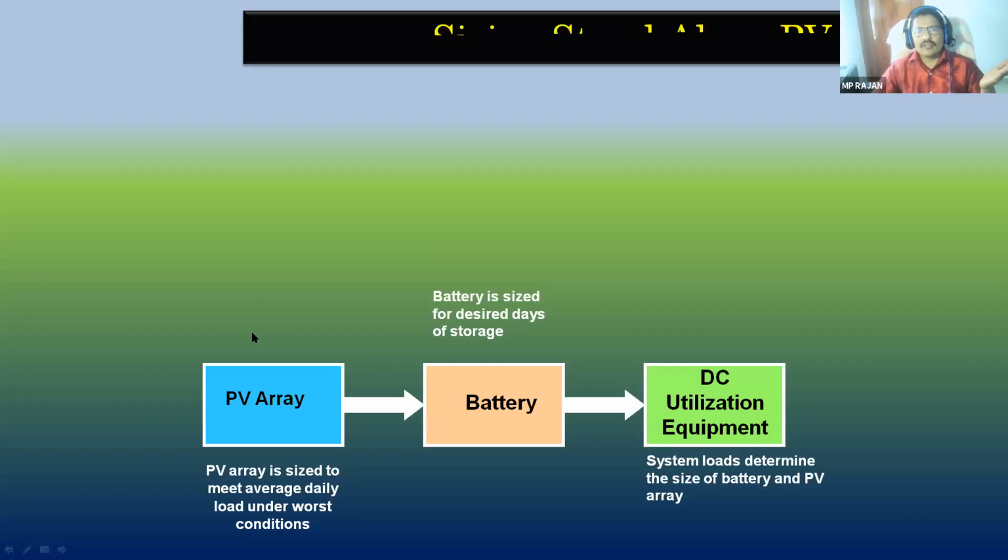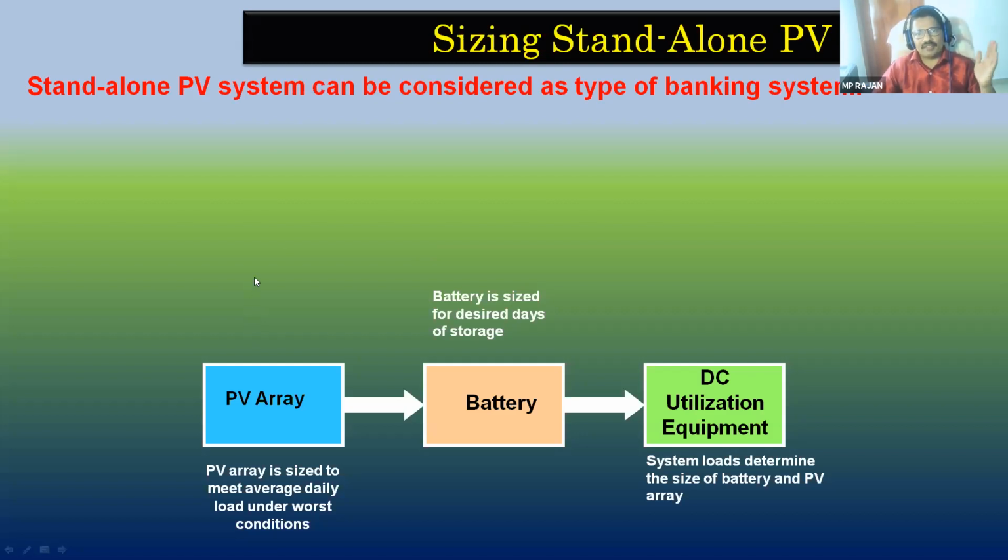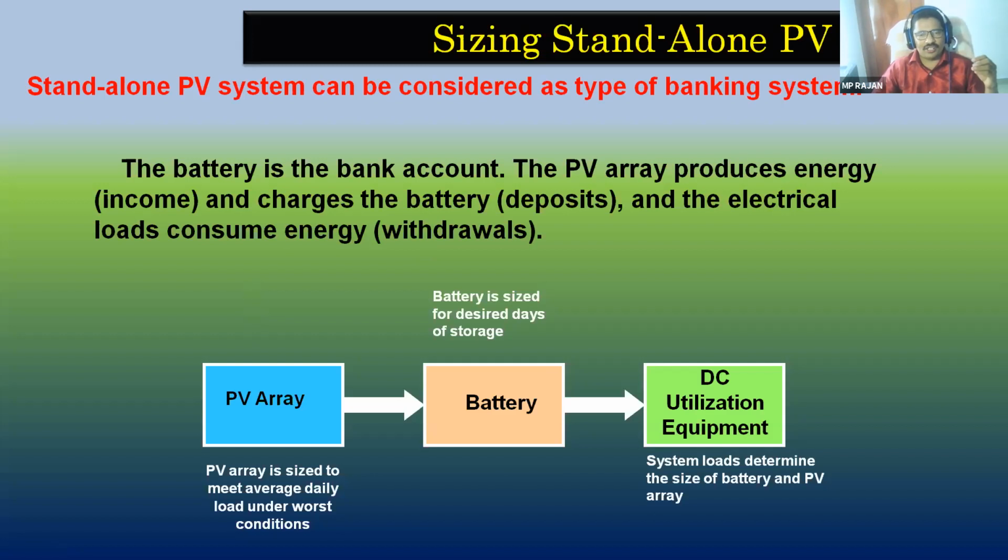Okay. So a standalone PV system can be considered as a type of banking system. We can just take an example of a bank. What do you do in a bank? You are getting an income, like solar energy from the sun. When your income is there, you deposit it in a bank. So that is called deposit. Like that, the solar electrical energy from the solar panel, we are using to charge the battery, just like depositing your income in the bank. Now as and when required, we take money from the bank for your expenditure. It is called withdrawal.